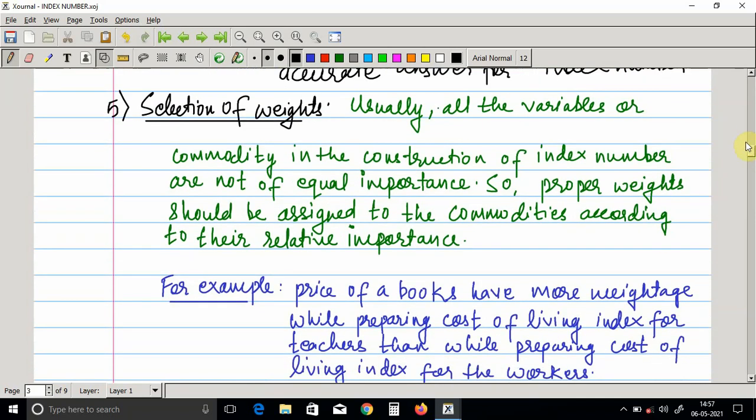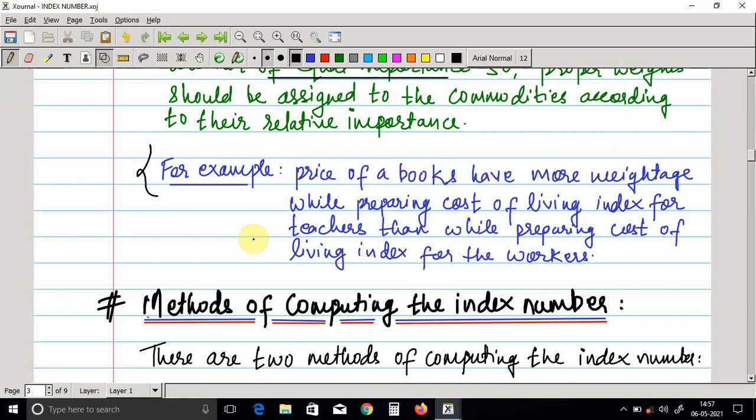The selection of weights. Usually all the variables or commodities in the construction of index numbers are not of equal importance. So proper weights should be assigned to the commodities according to their relative importance. This is an example where what I mean by weightage is clear. For example, the price of books has more weightage while preparing a cost of living index for teachers than while preparing a cost of living index for workers.